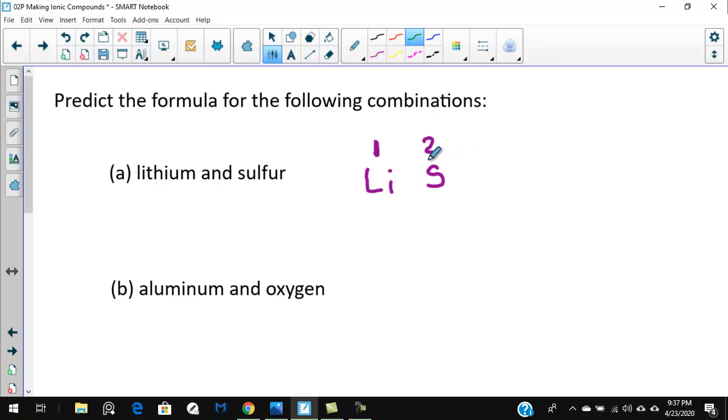And again, if we look at the Lewis diagram, 1, 2, 3, 4, 5, 6, it needs 2 more. So we try not to draw the Lewis diagrams. If you need to, you can. But if we know that there's 6, it needs 2 more to get to the 8.